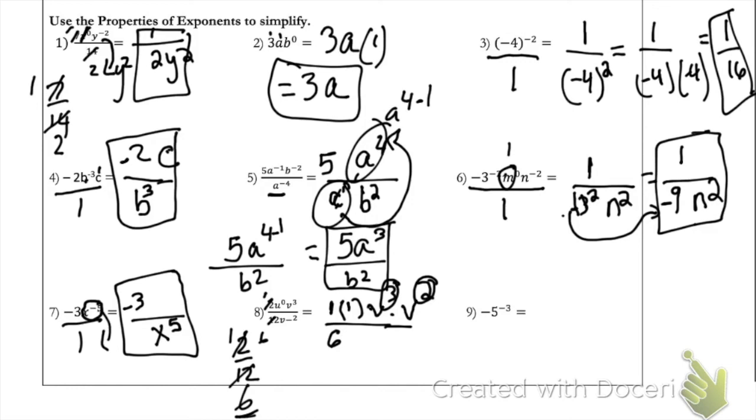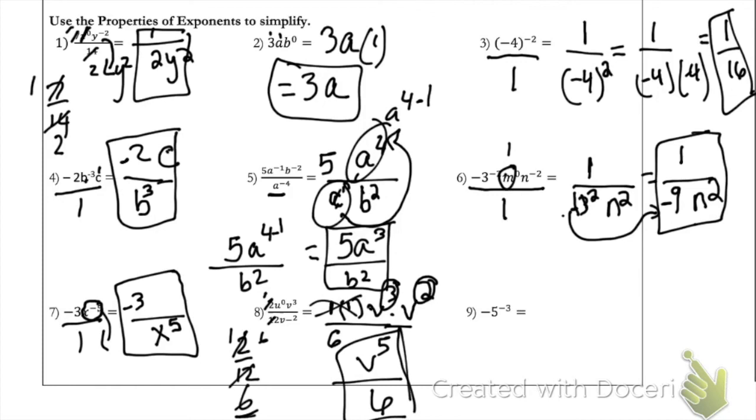So I have 1 times 1, which is 1. I don't really need to see a coefficient of 1, so this is gone. So v, 3 plus 2 is 5 over 6. And that will be my final answer for this one.